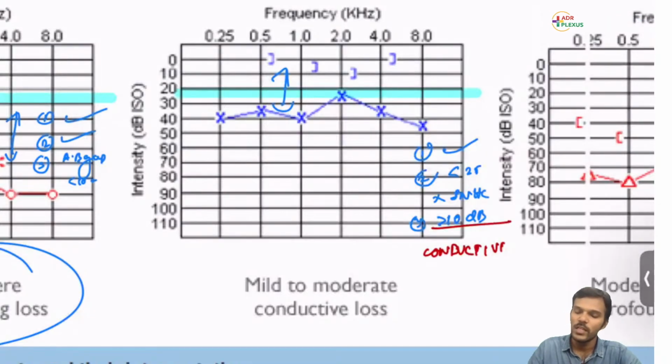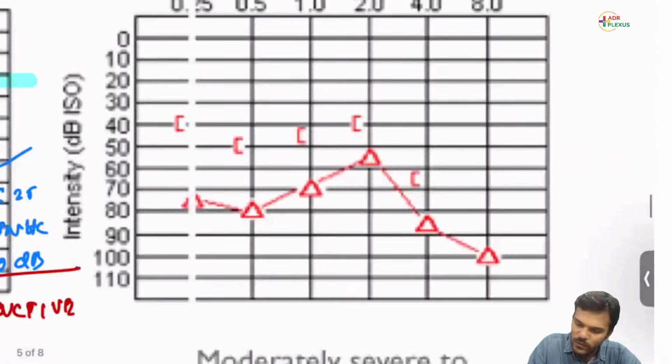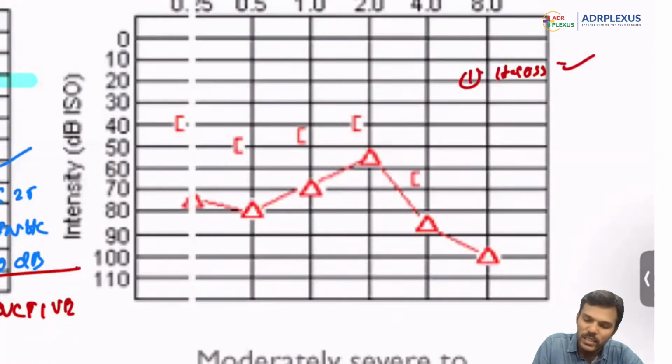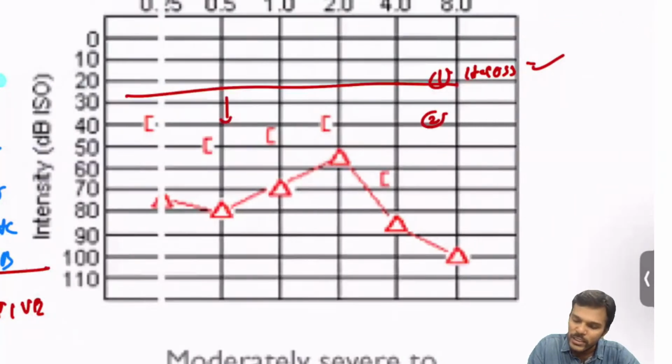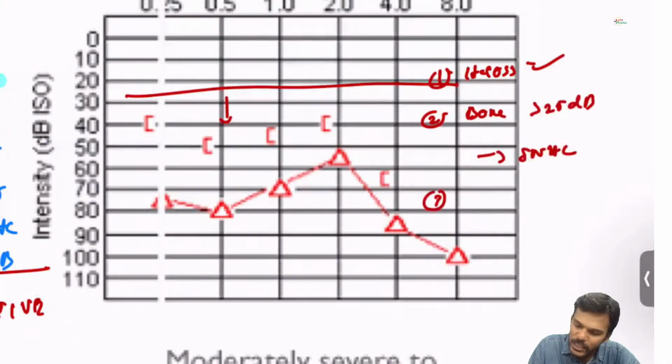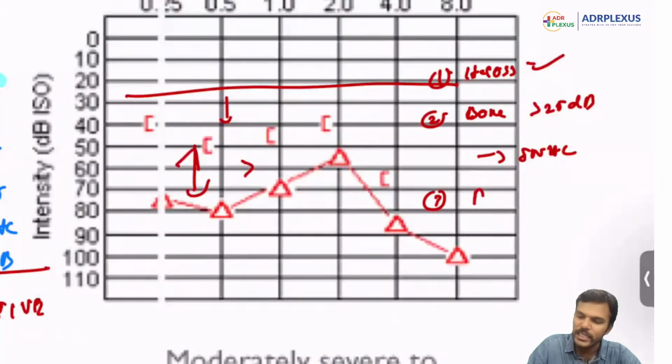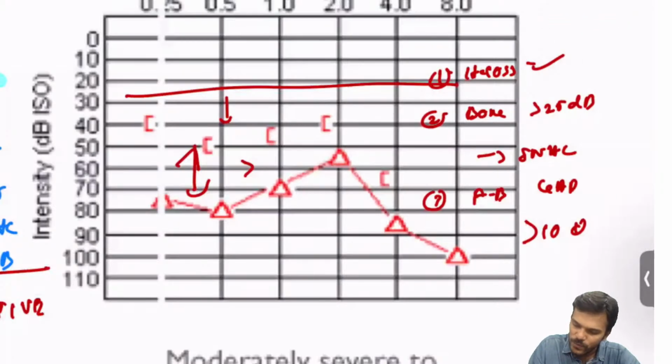Number 3, see here. First one, hearing loss. Yes, of course, hearing loss is present. Number 2, see here. After the curve, you are having a sensory neural picture, which is a bone conduction curve more than 25 decibel. It is a clear-cut case of sensory neural hearing loss. The third one, you are having an air-bone gap more than 10 decibel. A-B gap, which is more than 10 decibel. It is a clear-cut case of conductive hearing loss.